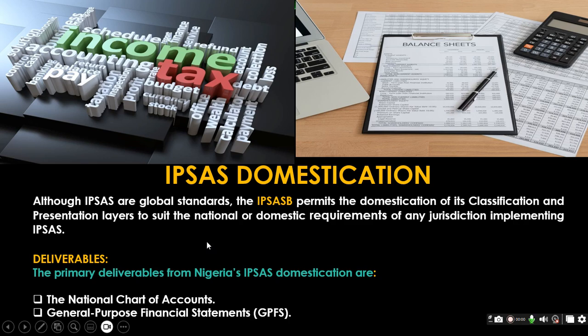Although IPSAS is a global standard, the board has made provision for each jurisdiction adopting IPSAS to do what we call domestication of IPSAS. The domestication of IPSAS is, however, limited to the presentation and the classification layer of IPSAS. So in other words, each jurisdiction can decide on how to classify its accounts. It can also decide on how to present the information to the public.